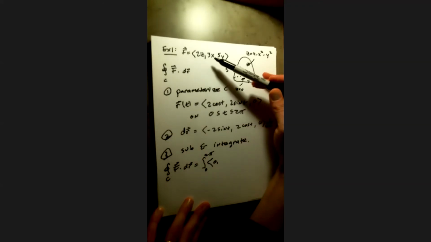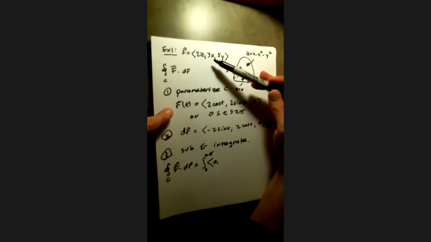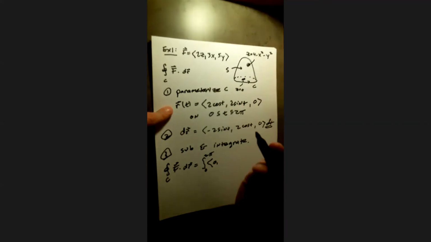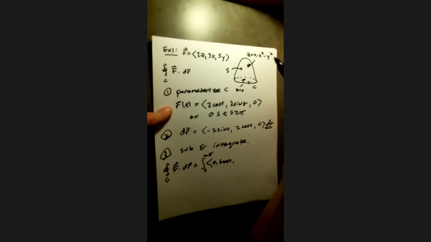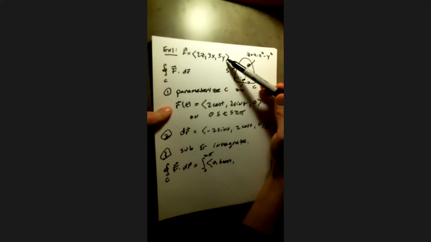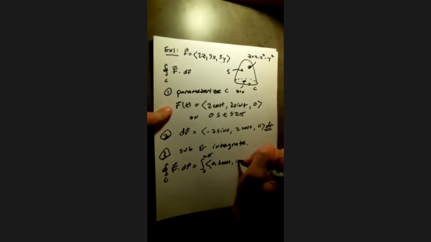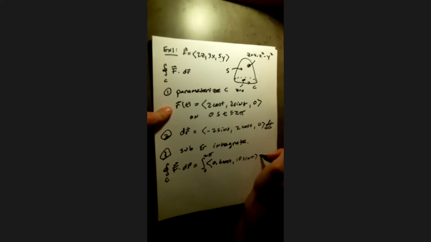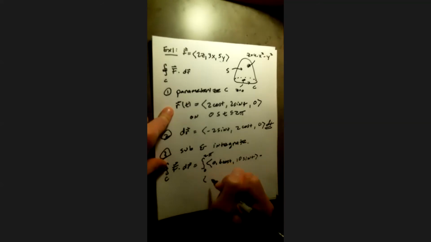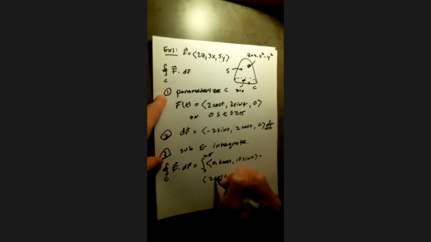3x becomes 6 cosine t. Remember, you're going with your r. I've gotten that wrong so many times, just looking at the wrong place. And then 5y would be 10 sine t. So then we're going to dot this with dr, which is negative 2 sine t, 2 cosine t, 0.